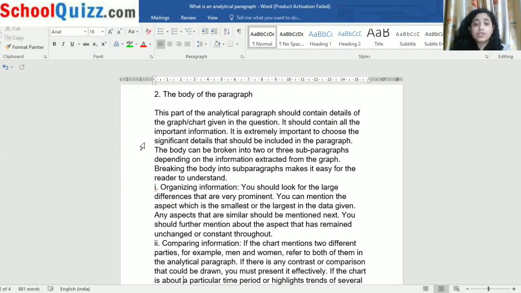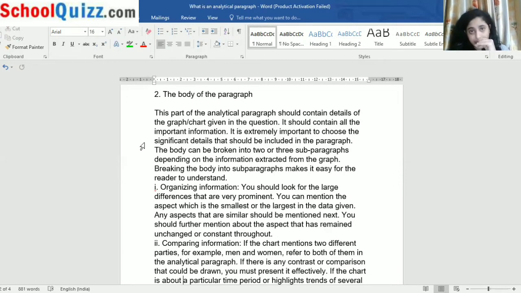It is extremely important to choose the significant details that should be included in the paragraph. It should include everything that should be in the paragraph. Whatever the chart is showing you, whatever information is given to you, you have to write that in detail while explaining the content and why you are writing that paragraph. The body can be broken into 2 or 3 sub-paragraphs. As I told you, this is the largest part of the paragraph, so you can break it down into 2-3 paragraphs.